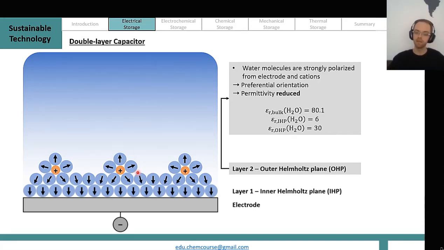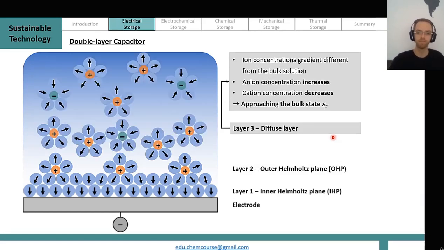Again, even though we are a little bit further from the electrode, you see that bulk permittivity is 80.1, and now in this outer Helmholtz plane, we still are at a relative permittivity of around 30. So we still haven't reached the bulk value yet. And the third layer is the so-called diffuse layer. In the diffuse layer, the ion concentration is represented by a gradient, which is different from the bulk solution.